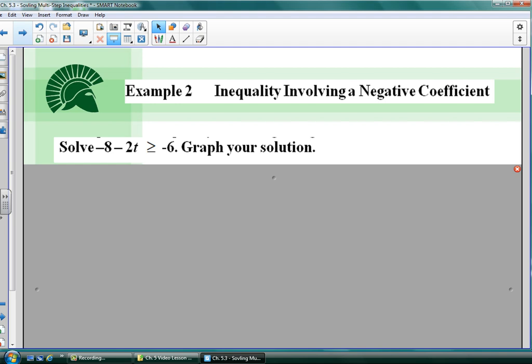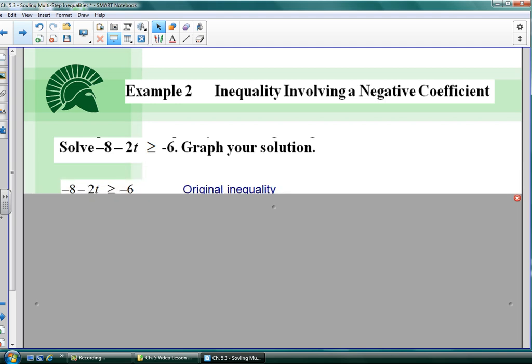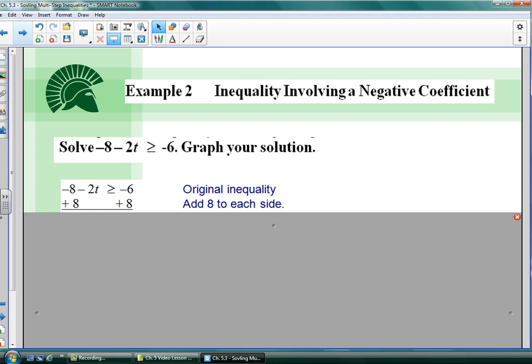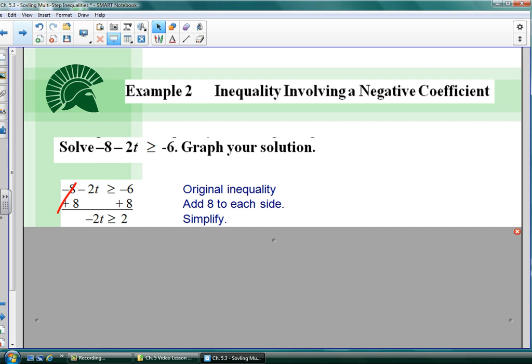All right? So the first thing we're going to look at is the original inequality, to make sure we understand what we're starting with first. Now, since this inequality has a minus 8 and it has a minus 2 that's actually attached to the t, we want to move things away from the t, leave the t where it is. The additive inverse of that is adding 8. So we're going to add 8 to both sides. That cancels the 8 on the left. And then you have a minus 6 plus 8, which is positive 2. Now you have negative 2t is greater than or equal to just a 2.